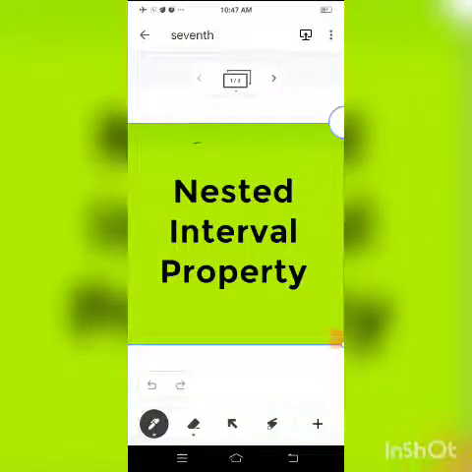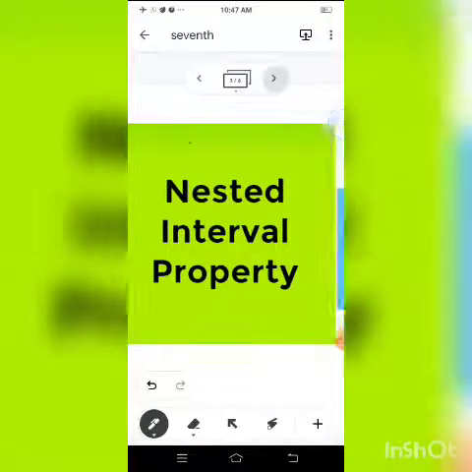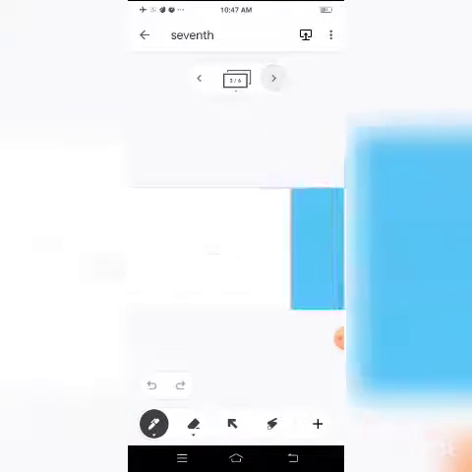In this video, we discuss another important property of real numbers. That property is called the nested interval property. Before going to the statement, let us see an example.